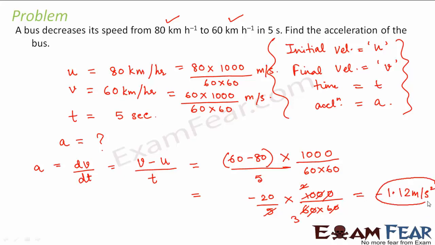So what does this negative sign indicate? This negative sign tells us that the velocity decreases with time. So this is retardation, right? Because the velocity is decreasing with time. Since in this case acceleration comes out with a negative sign, sometimes it is also known as negative acceleration, right? So the acceleration comes out to be minus 1.12 meter per second square.